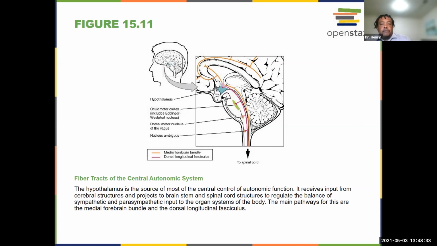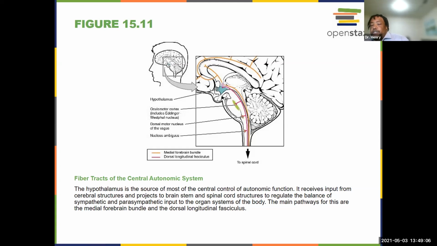Okay, so it's going to be able to receive inputs from cerebral structures, like your brain and your spinal cord. And then it's also going to be able to project to the brainstem and the spinal cord, which is going to be able to regulate and balance both the sympathetic and the parasympathetic inputs that are going to be received by the organs.